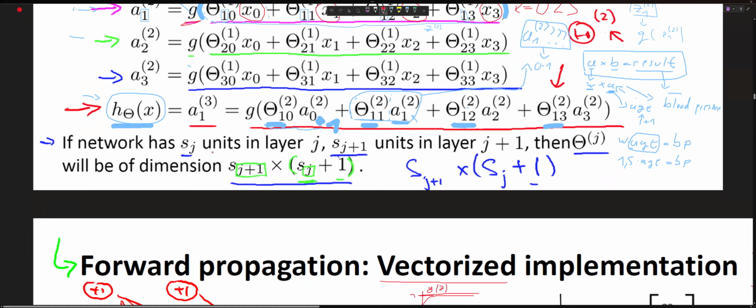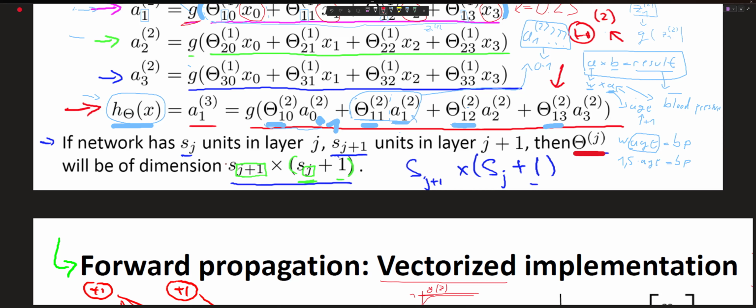Now, pretty cool if you want to. This matrix that we have right here has dimensions that depend on the units in layer J and the units in layer J plus 1, because this goes from layer J to layer J plus 1. So the network has Sj units in layer J and Sj plus 1 units in layer J plus 1. The dimension is Sj plus 1.